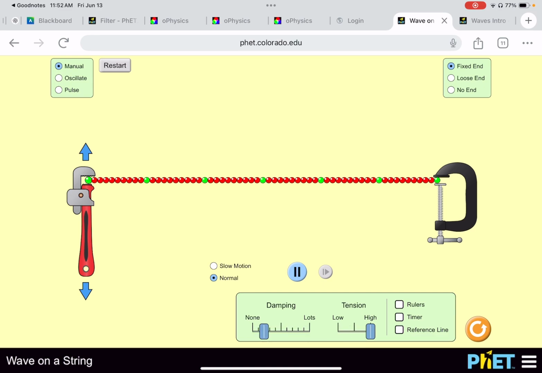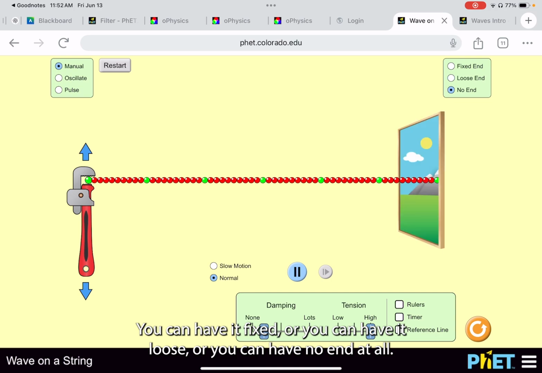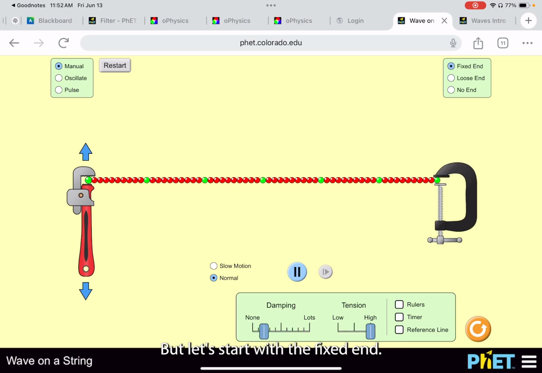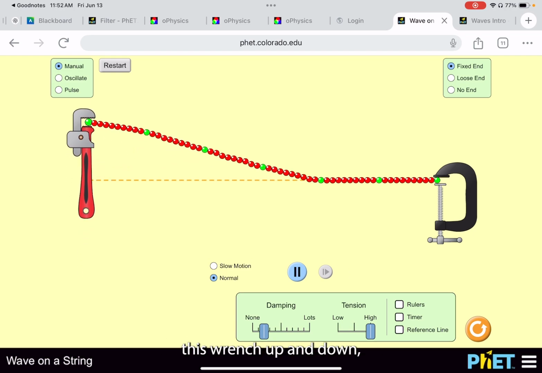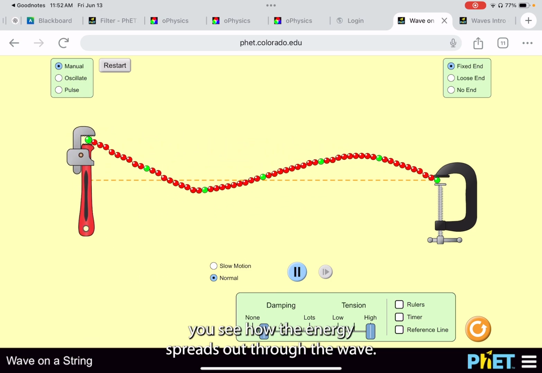At the other end, you can have it fixed, or you can have it loose, or you can have no end at all. But let's start with the fixed end. If you manually move this wrench up and down, you see how the energy spreads out through the wave.